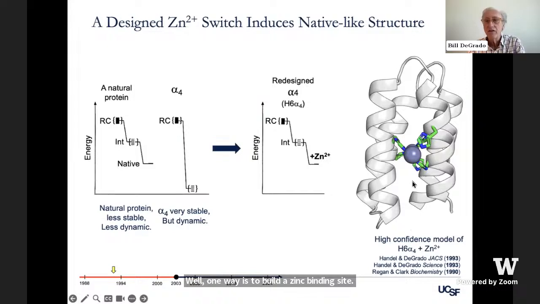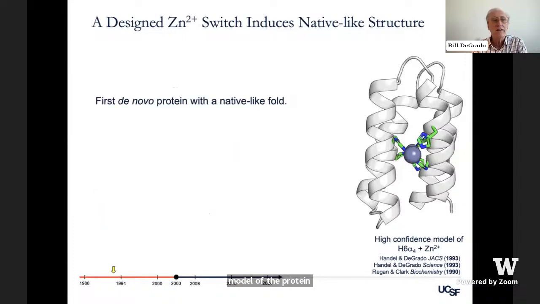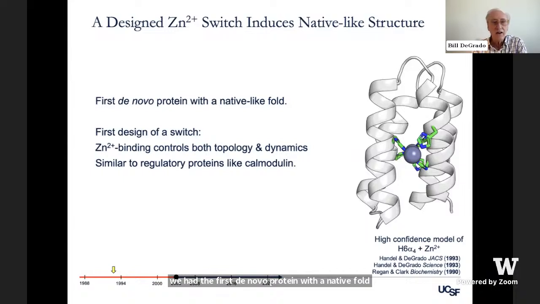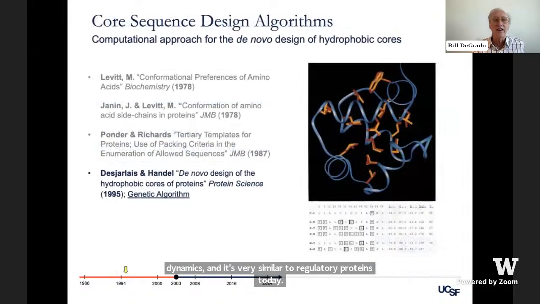And now quite nice to see that this is a high confidence model of the protein. And so indeed, already we had the first de novo protein with a native fold. We had the first switch, because zinc binding controls both the topology and the dynamics, and it's very similar to regulatory proteins today, like calcium-binding proteins, and a lot of things that are being de novo designed.